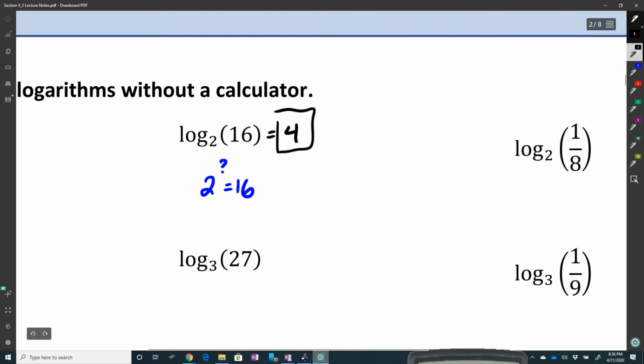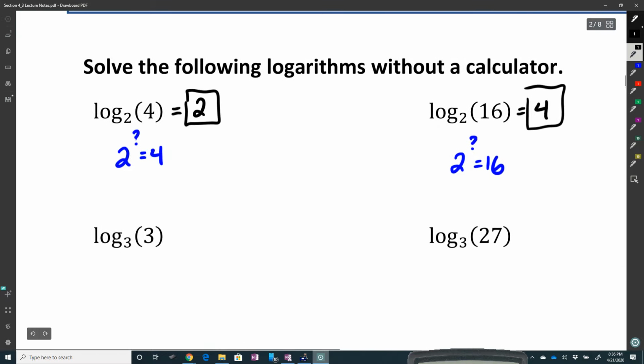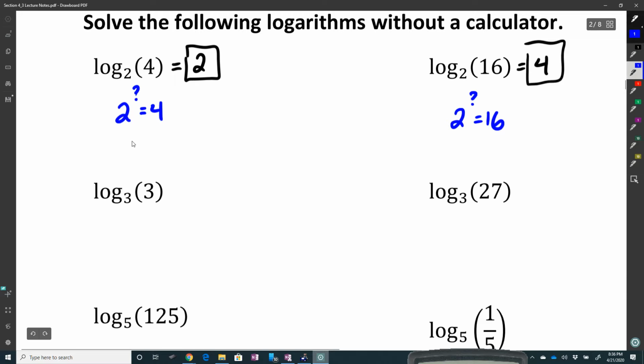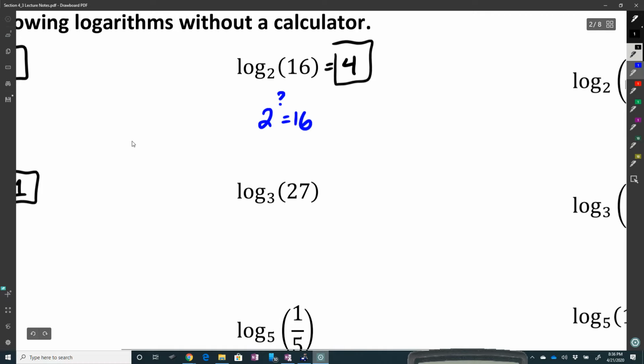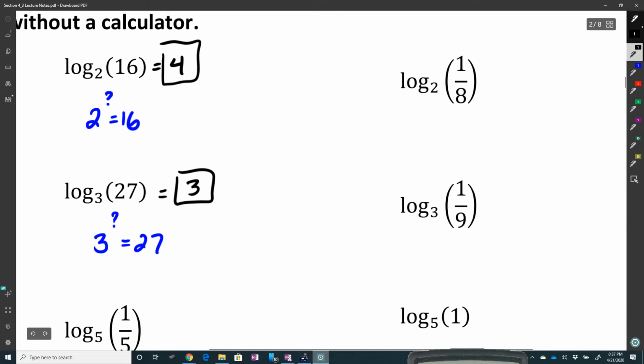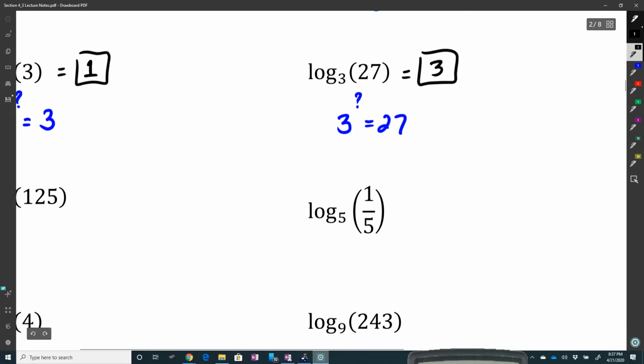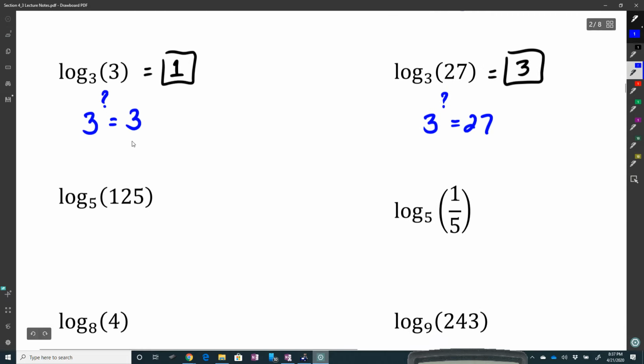Here. I'll go to these later. These get a little tougher. What about over here? 3 to the what is 3? Well, 1. 3 to the what is 27? 3. 3 cubed is 27. 5 to the what is 125? 3.